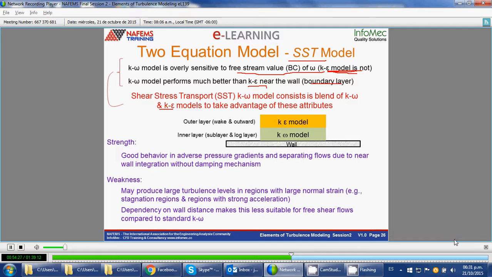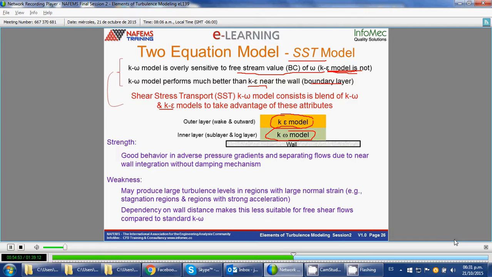So when you use this model, when it comes near the wall, it uses K omega. When it's a little bit further away from the wall, it uses K epsilon. So what it did was it really gives you good behavior at adverse pressure gradient. So if you have separating flows, it really does well. And it goes all the way to the wall without using any kind of damping mechanism.